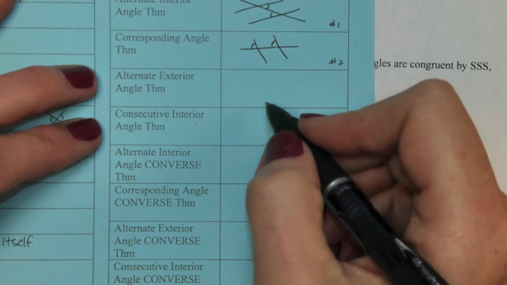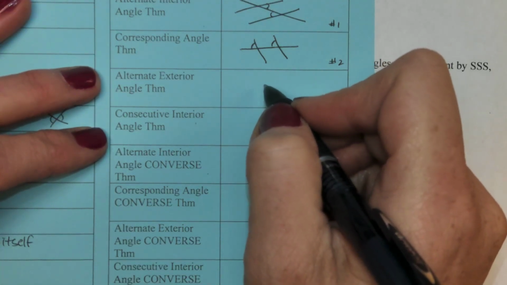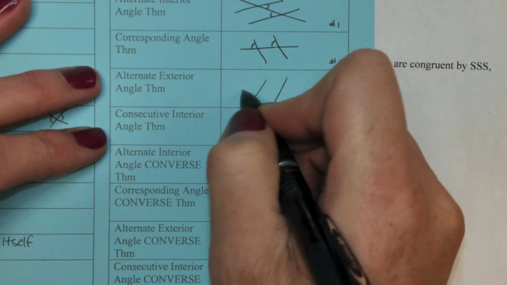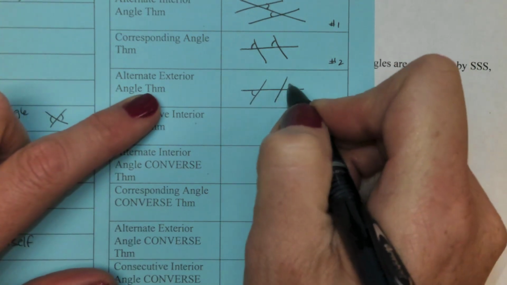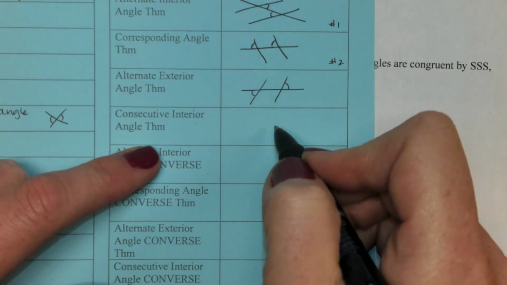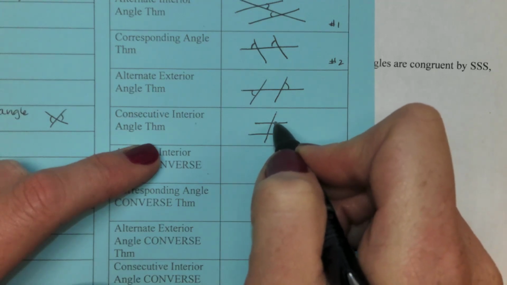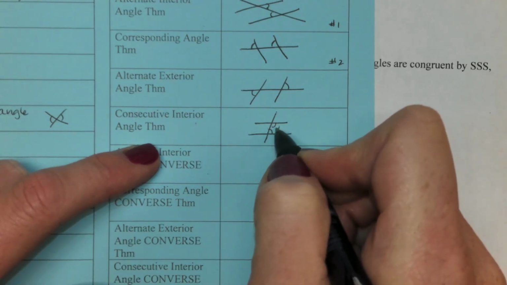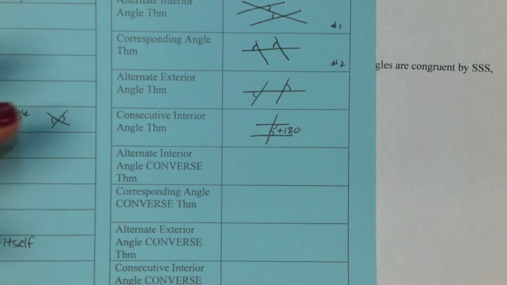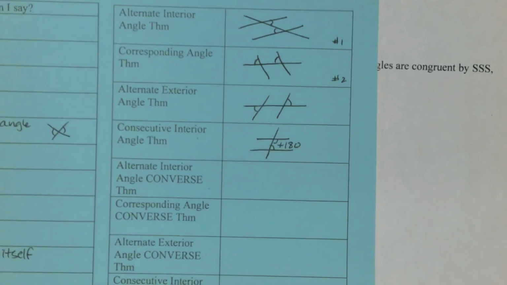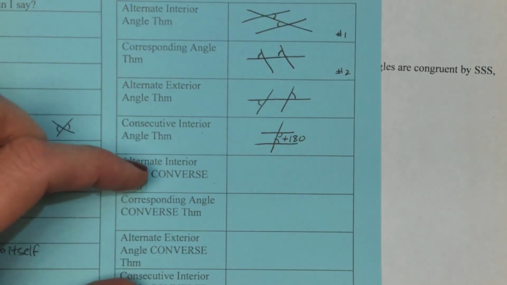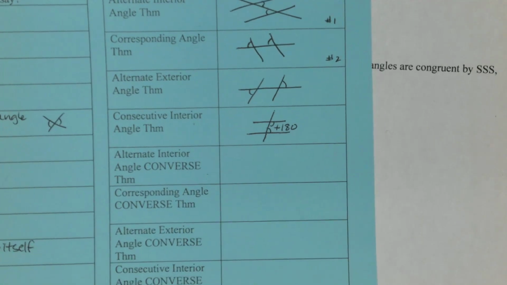And the next 2 are really a toss-up. I don't see them too often when we're doing triangle proofs. Alternate exterior would look like this. And then consecutive interior look like this. And these are the 2 that add to 180. But these would be the main 2 that we use when we are proving triangles congruent. We will eventually come back and use those 4 once we get into triangle proofs.